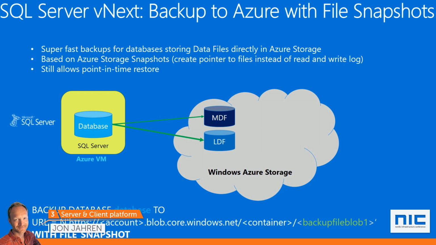If that makes sense for you, because of the bottomless storage you get in Azure, then you don't want those backups to be data that is pushed to your local server and then pushed back to a storage location. So Azure storage snapshots create pointers to files instead of reading and writing the log, and the data movement is actually happening in Azure storage instead of locally in the VM.